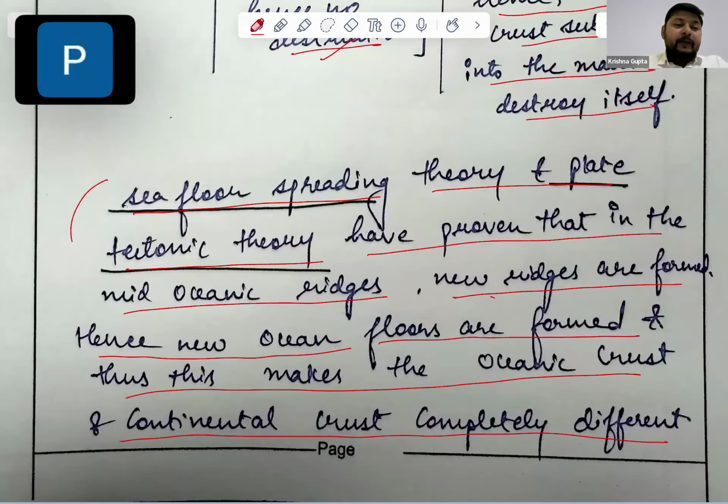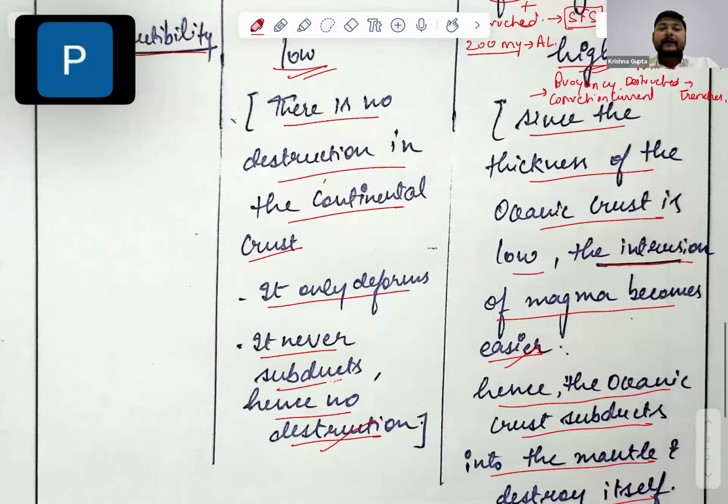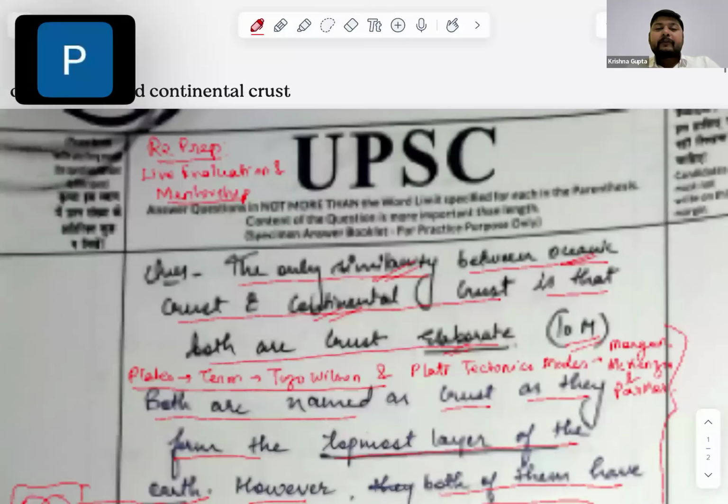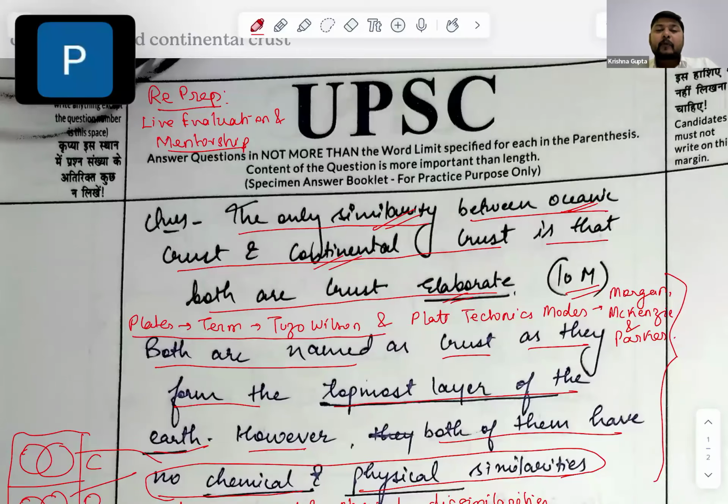So here we can see that you have given a perspective in the conclusion. So this is a good conclusion. But if you look at the question again, that the only similarity between oceanic crust and continental crust is that both are crust, elaborate.